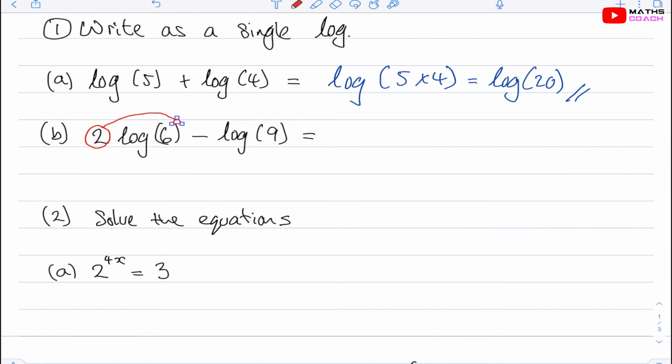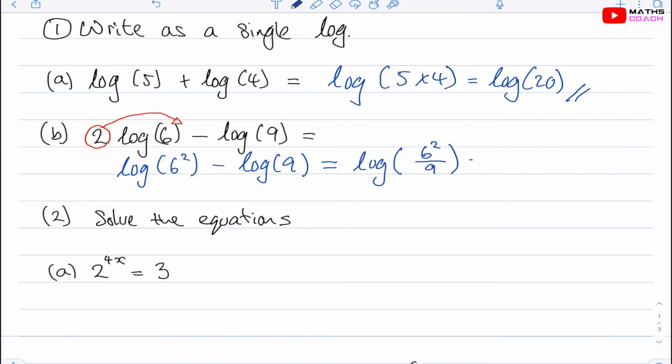So if we do that, we would get log of 6 squared minus the log of 9. Now using the division law of logarithms, that's the same as 6 squared divided by 9. So that's the log of 36 over 9. That simplifies to log of 4, and we have our single log term.